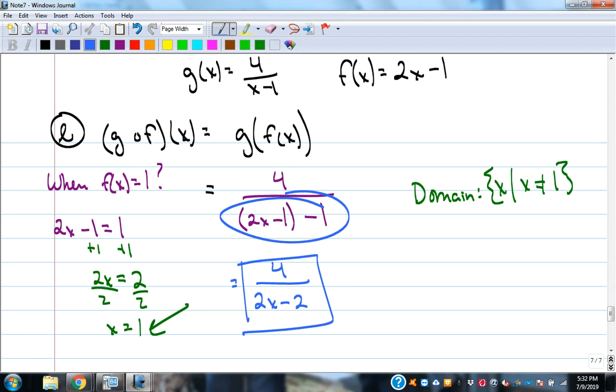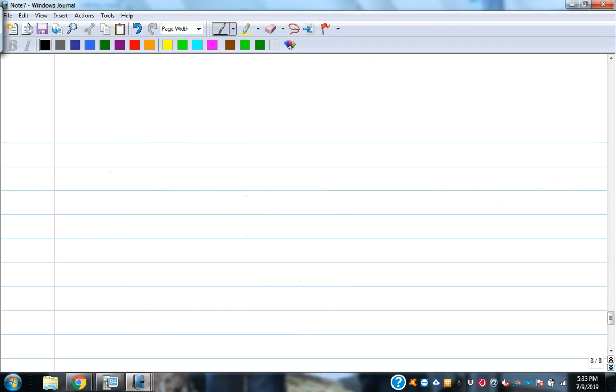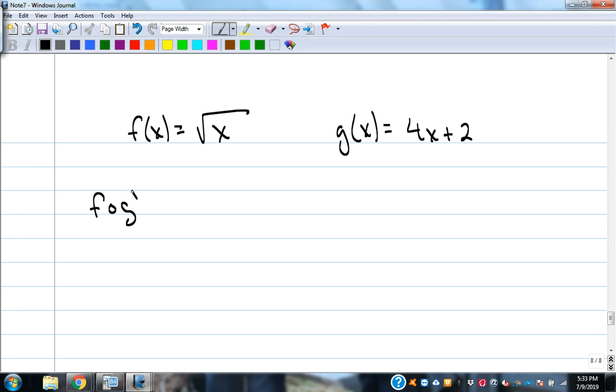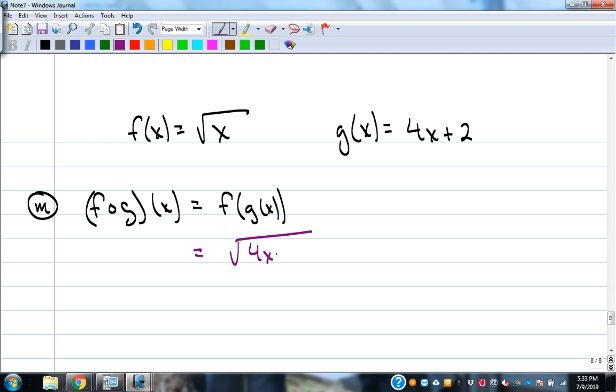Let's look at another set of functions and see some of the nuances of finding the domains out of that. So let's take a different f of x and say it's the square root of x. And then g of x is 4x plus 2, something like that. Let's find the composite functions and then the domains on those, okay? So f composed with g of x. We'll start with something easy like that. So that means you take g of x and plug it into f of x. So that's going to be square root, and then we put 4x plus 2.